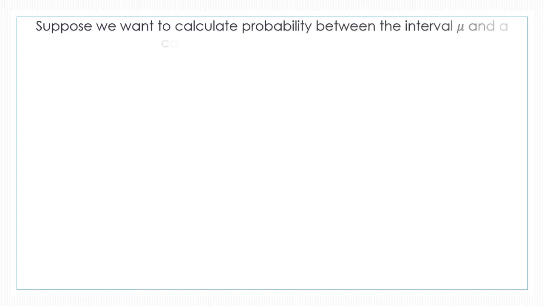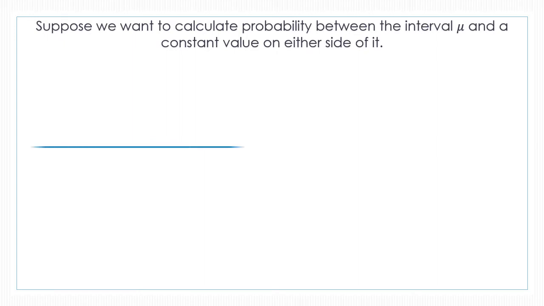But before we start with the actual sums, let's take some basics. Just see what we do. Suppose we want to calculate the probability between the interval mu and a constant value on either side of it. Let's see what I'm trying to say here. I will highlight the part for you.